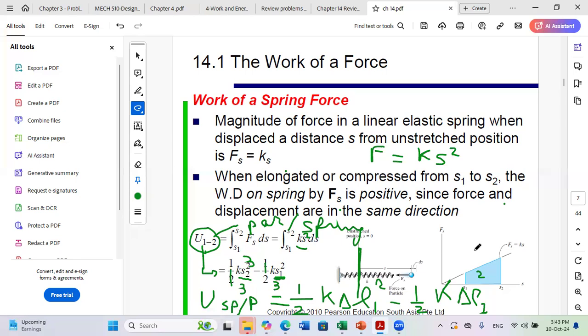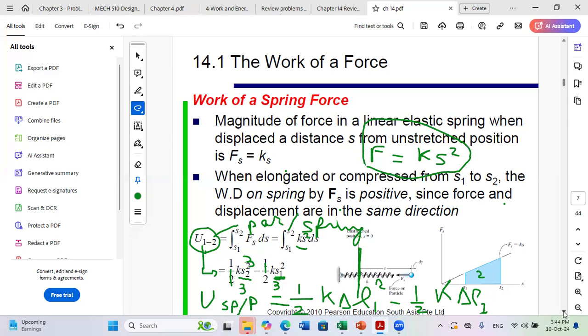So just understand the concept, because if I vary the force, you need to go back to the concept and do the integral. But if the spring is linear, you can directly apply that the work of the spring on the particle is half K delta L1 square minus half K delta L2 square.